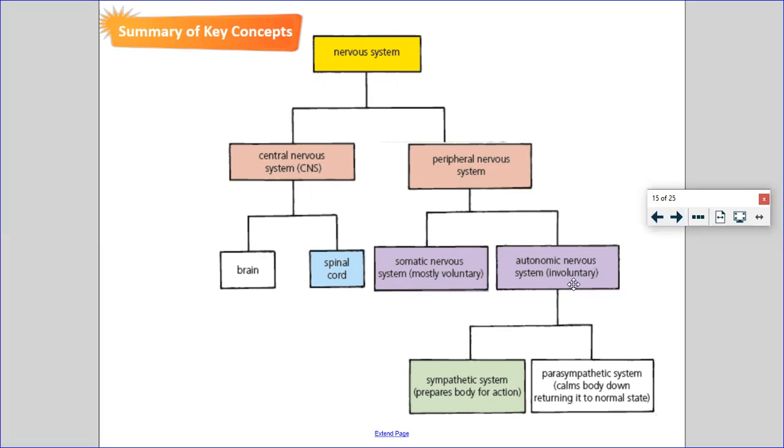They are said to be antagonistic. Antagonistic means that they affect the same part of the body, but they have opposite effects. So if the sympathetic speeds something up, the parasympathetic would slow it down. If the parasympathetic speeds something up, the sympathetic would slow it down.